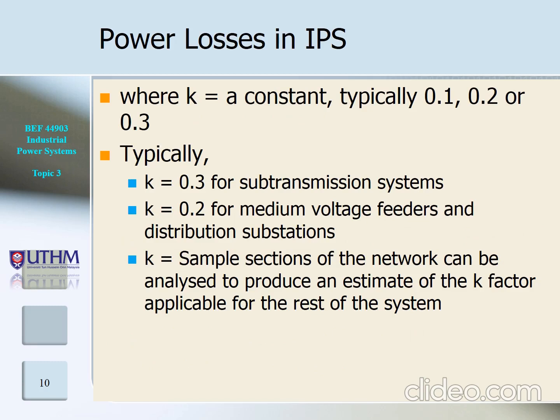Where K is a constant, typically 0.1, 0.2 or 0.3. Typically, K is equal to 0.3 for the sub-transmission system, and K equal to 0.2 is for medium voltage feeders and distribution substations. A sample section of the network can be analyzed to introduce an estimate of the K factor applicable for the rest of the system.